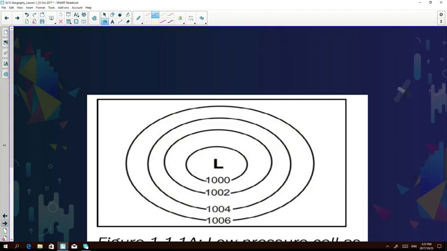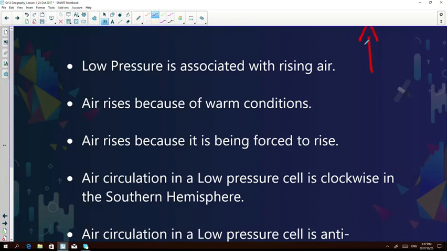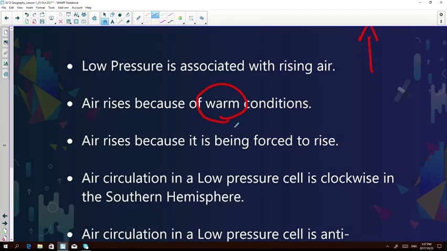Now, very importantly, if you look at the low pressure, it's decreasing towards the inside of these isobars. If you look at the characteristics of a low pressure system, it's associated with rising air. Now, grade 12s, what's quite important over here? When air rises, we associate it with warm conditions.